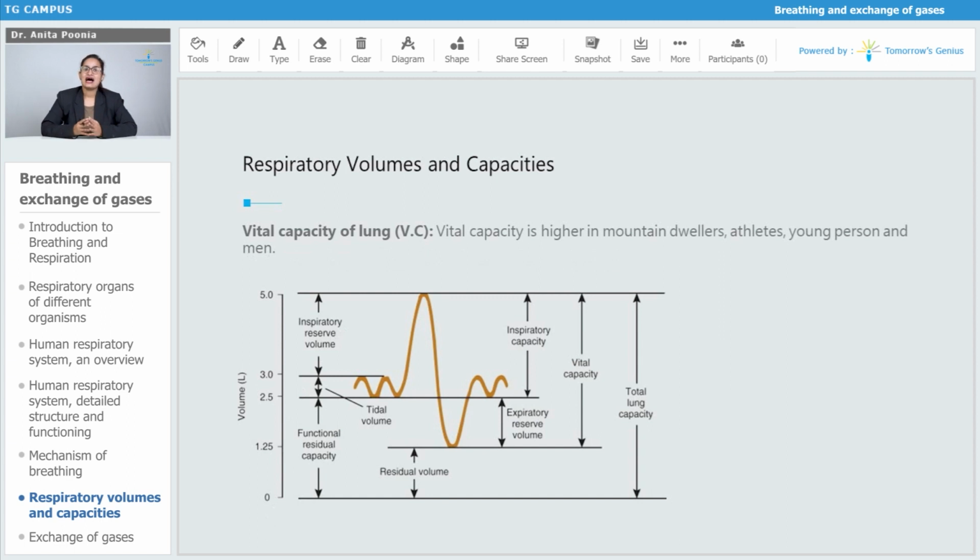Vital capacity is higher in the mountain dwellers, students, athletes, young persons and men. So if you want to become a great athlete, then do practice at higher altitudes wherein your vital capacity is going to increase. If you are very interested, you can read about Michael Phelps.